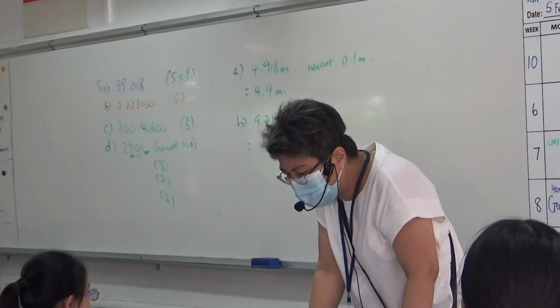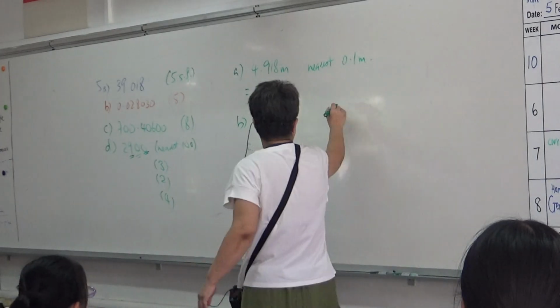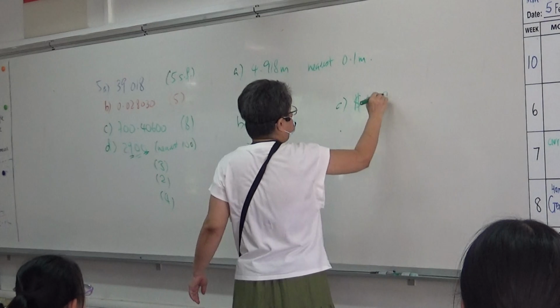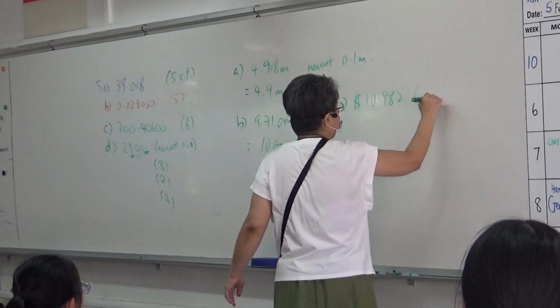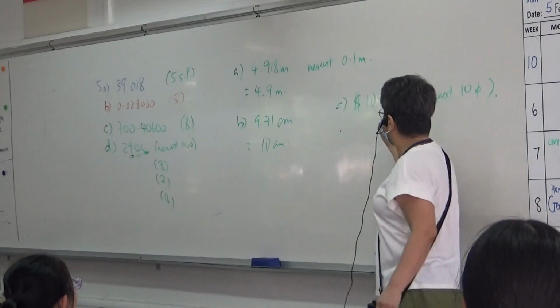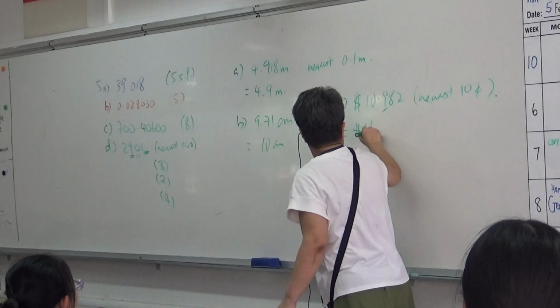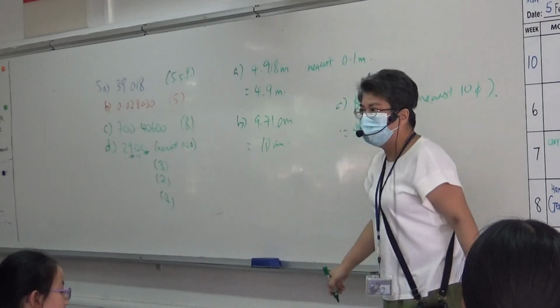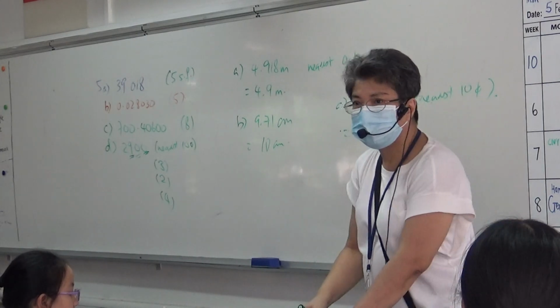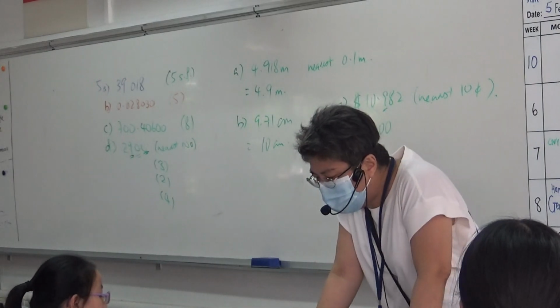Alright, next one. 10.982, nearest 10 cent. I want to know where is the nearest 10 cent. Here, right? So it is 11.00. Is this correct? 11.00. Okay?